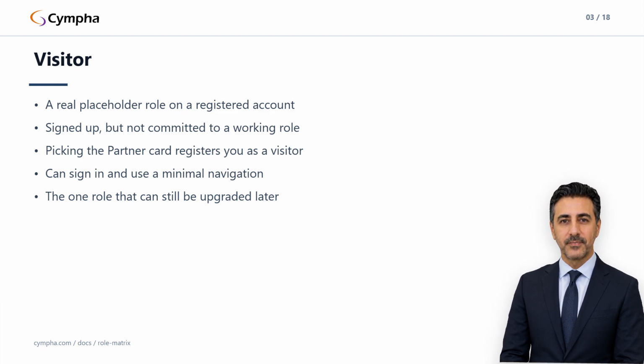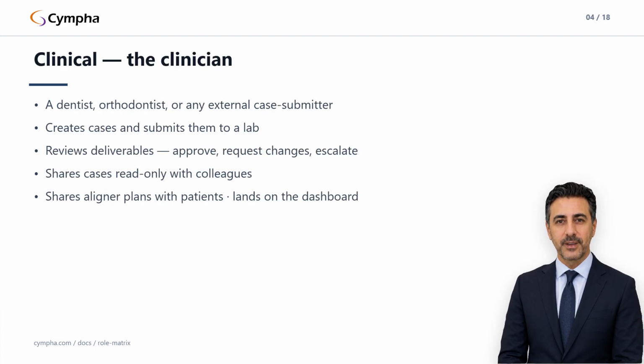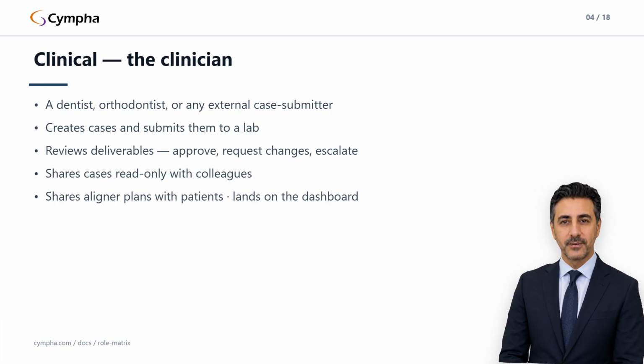Review deliverables on the approval page when the lab asks for sign-off, and that review carries the 3 actions we know from the status ladder: approve the design, request changes, or escalate to the lab manager. They can share a case read-only with a colleague, which is how a second opinion happens without handing over an account. And on aligner cases they can share a plan with a patient, which is the flow that creates patient accounts in the first place. After sign-in, a clinician lands on the customer dashboard. If you've watched the status glossary lecture, this is the role that holds the case at awaiting approval.